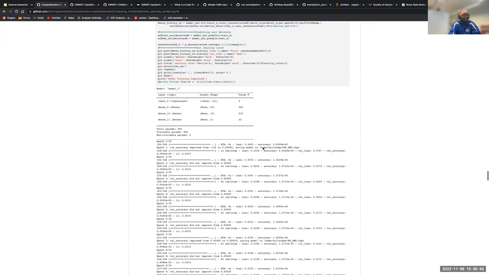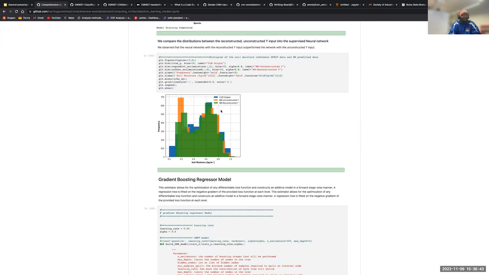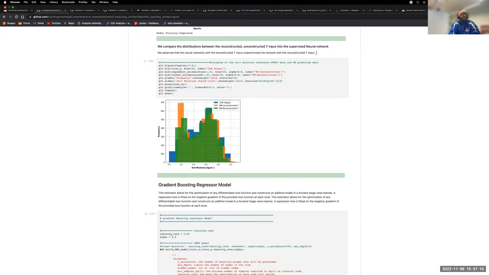So according to what we observed, the one with the reconstructed Y performed better than the other one, which we didn't reconstruct the input Y, if you compare to the reference, which is the data set where we didn't perform anything, the raw, original data set. So the neural network with the reconstructed Y outperformed the one with the unreconstructed Y. Yeah, so these are some of the results, but in the interest of time, maybe let's go to the questions and feedback.